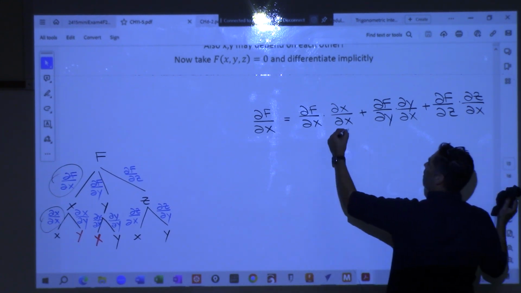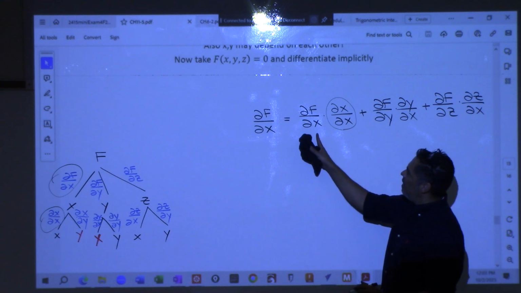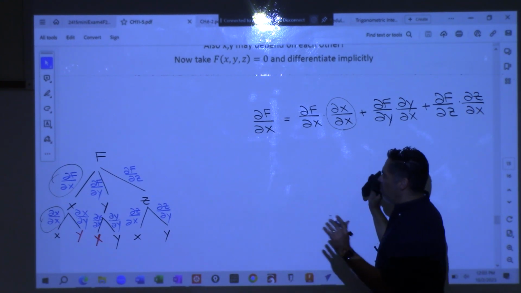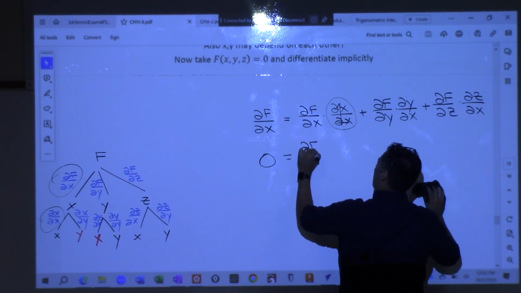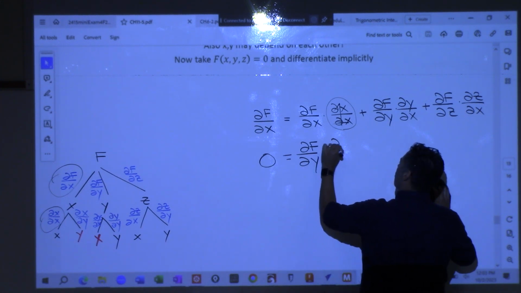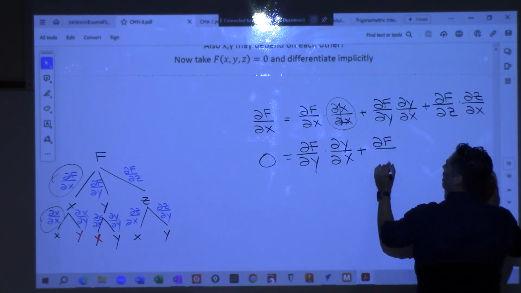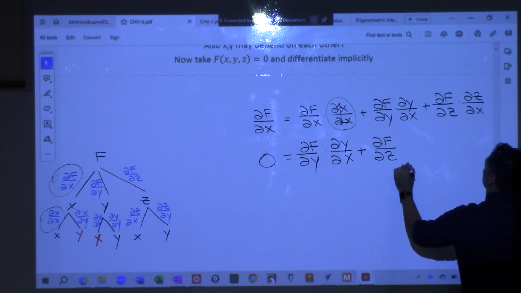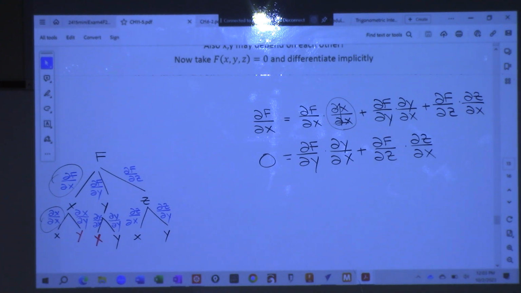Okay, what is this? 1. Okay, that's nice, right? That's 1. Okay, if that's 1, then can't I subtract this on both sides? I know it looks weird, but if that's a 1, this becomes 0 because I can subtract that, and this is partial F with respect to y times partial y with respect to x plus partial F with respect to z times partial z with respect to x. Yes? Okay. What are we doing? All we're doing is just saying, can we do this, right? Can we do this?